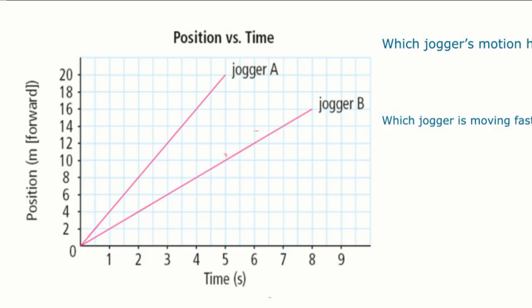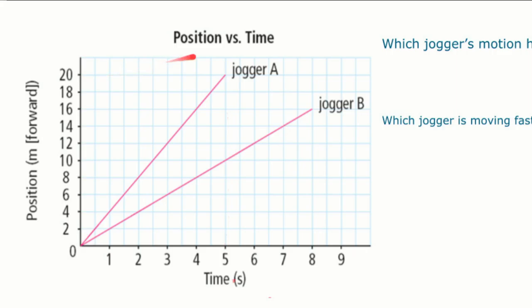Okay, so jogger A here was running 20 meters in 5 seconds. So I go across 5 seconds, 20 meters. Jogger B ran 16 meters in 8 seconds. Let's pick a point that crosses both of these. At 5 seconds, where was jogger A and where was jogger B? We know they both started at the same spot at 0 seconds. At 5 seconds, jogger B was at 10 meters. And at 5 seconds, jogger A was at 20 meters.